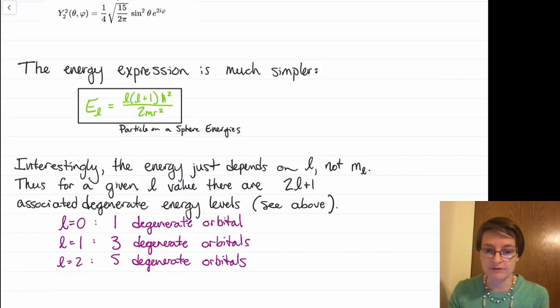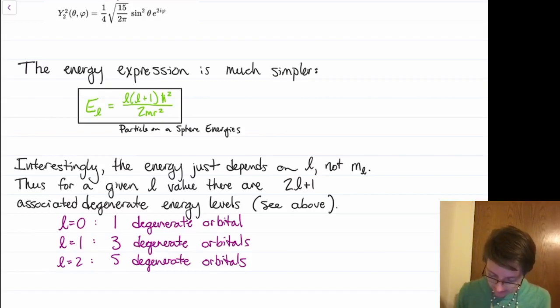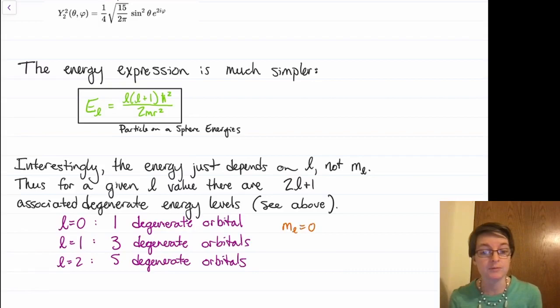That means that for a given value of L, there are 2L plus 1 degenerate energy levels. And so, for instance, if L is equal to 0, m sub L has to be equal to 0 as well. That's my only possible value. So I have one orbital that corresponds to that energy. I guess you can say it's singly degenerate. That's fine. So it's a singly degenerate orbital.